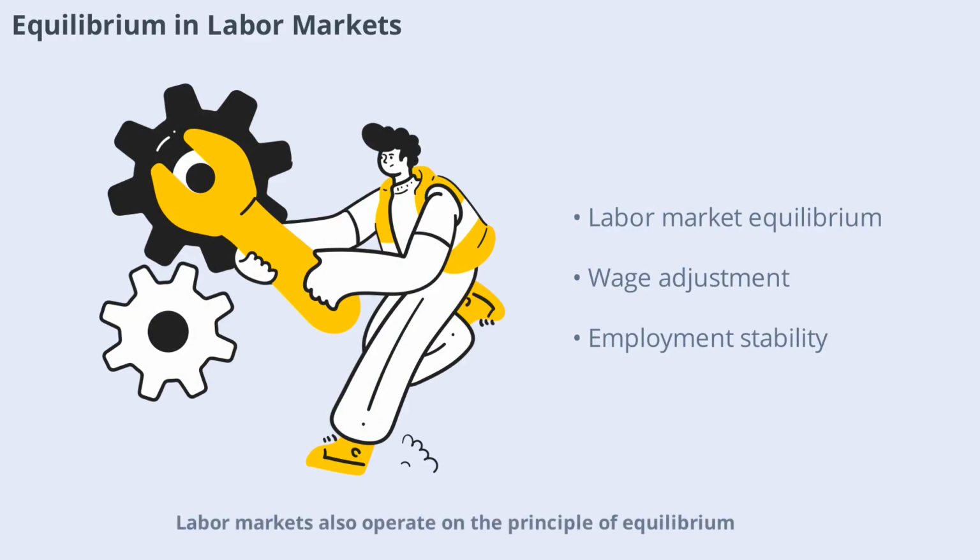Labor markets also operate on the principle of equilibrium. Wages adjust based on the supply of workers and the demand for labor. When supply and demand are balanced, employment levels stabilize and wages reflect the value of work. Understanding labor market equilibrium helps us analyze employment trends and wage dynamics.